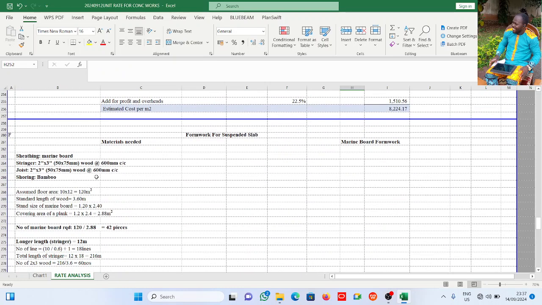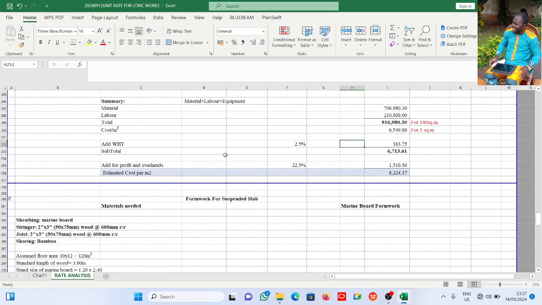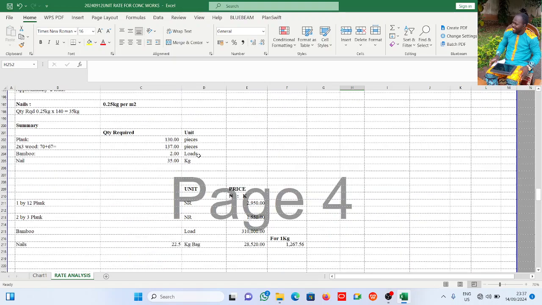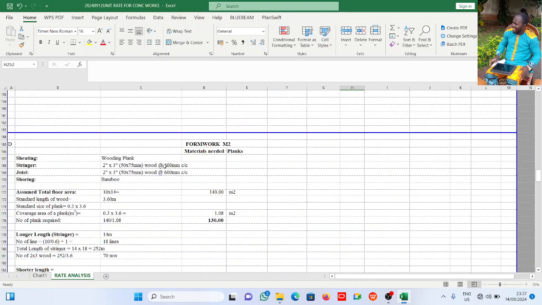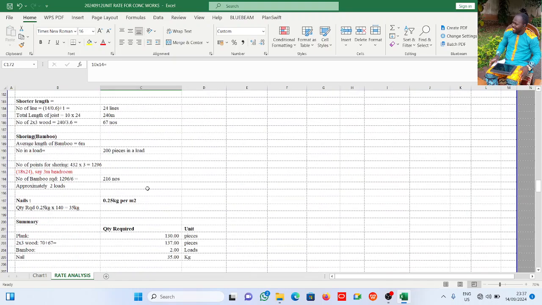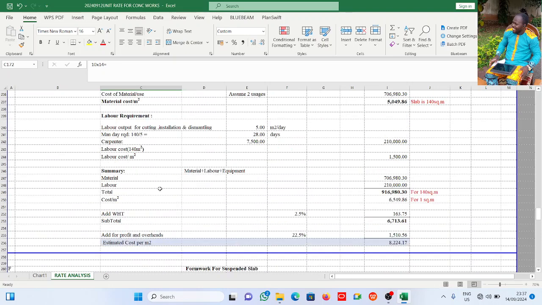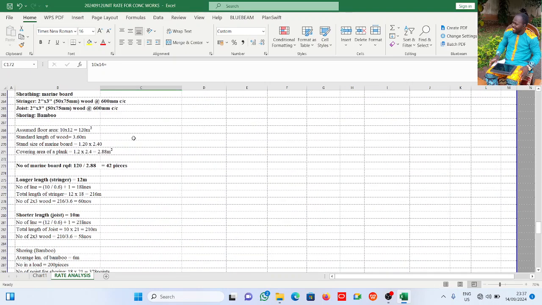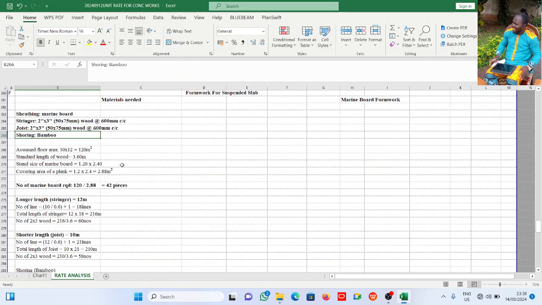Okay, now in this example I use 120 square meters, right? That's 10 by 12. Here we used 10 by 14, but here we're using 10 by 12, but the same process applies. Sheeting is marine board now. Now we have the stringer, we have the joist, we have the bamboo. Also the same thing we did in the previous applies.